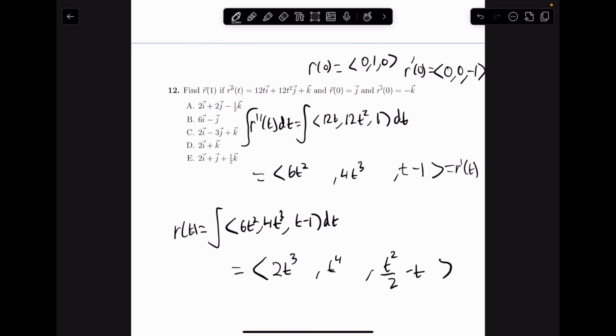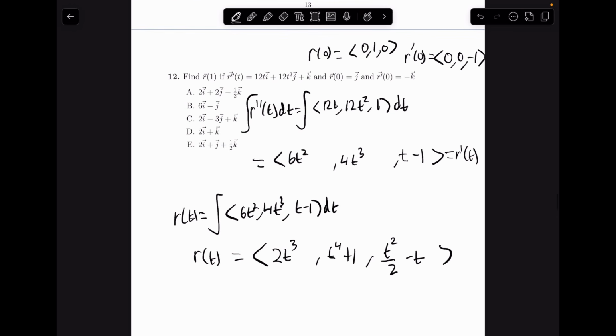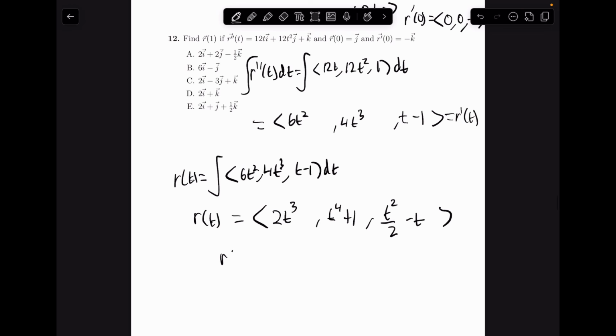Okay. And now we have R of 0 equals 0, 1, 0. First component, we plug in t equals 0, we get 0. That's good. Second component, we plug it in. Do we get 1? No, we get 0. But we want it to be 1. So how do we fix that? We just add a 1. Okay. Third component, we plug in 0, we get 0. So that's all good. So this is our final R of t, and now we're looking for R of 1. So we just plug in 1, and we're going to get 2, 2, and 1/2 minus 1 is just -1/2. And that is answer A.